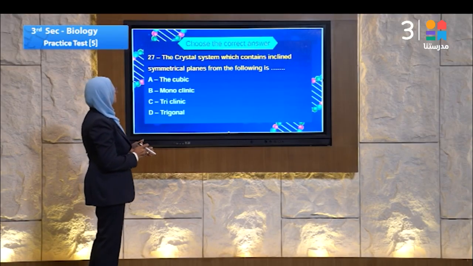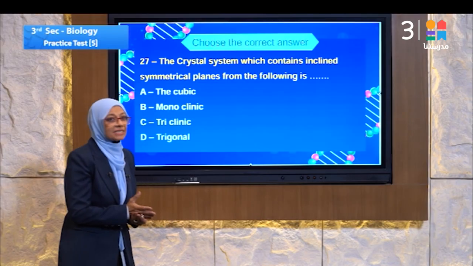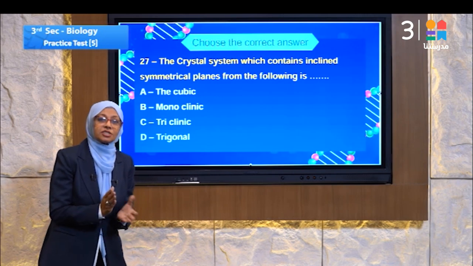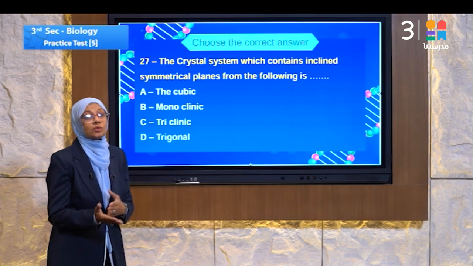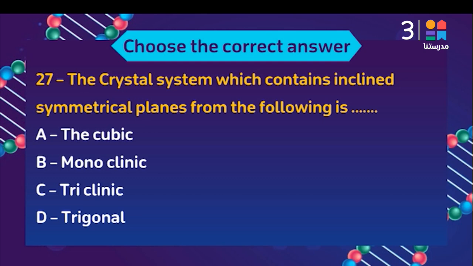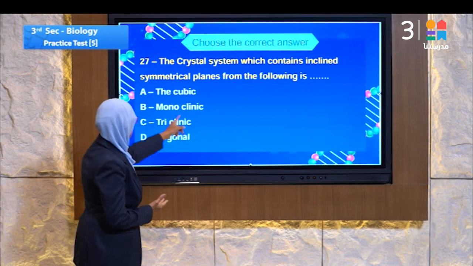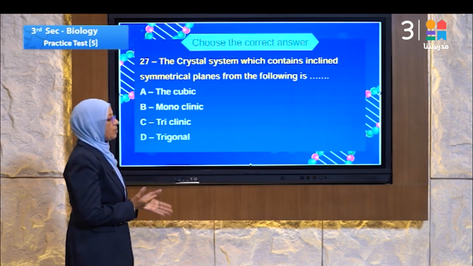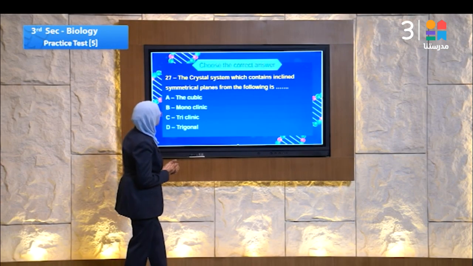Let's go to question number 27. Question number 27 speaks about crystals. The crystal systems change from one part to another and from mineral to mineral. Let's read the question and see. The crystal system which contains inclined symmetrical planes from the following is: A, the cubic one; B, monoclinic; C, triclinic; D, trigonal. Trigonal? Yes.